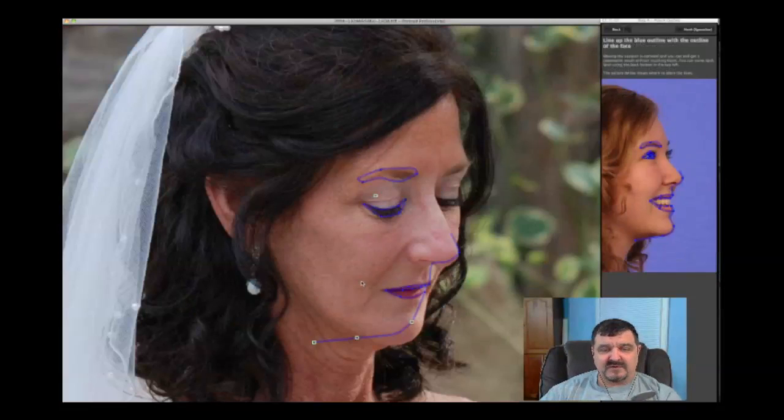Hit my space bar again. It asks me where her chin bone is. It goes down here. It wants to know where this part is right here. And then you just hit the space bar and let it do its magic.